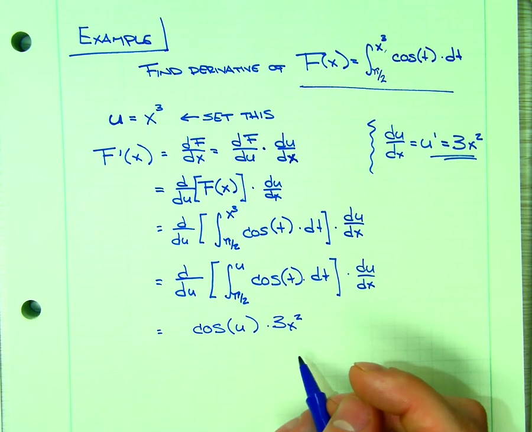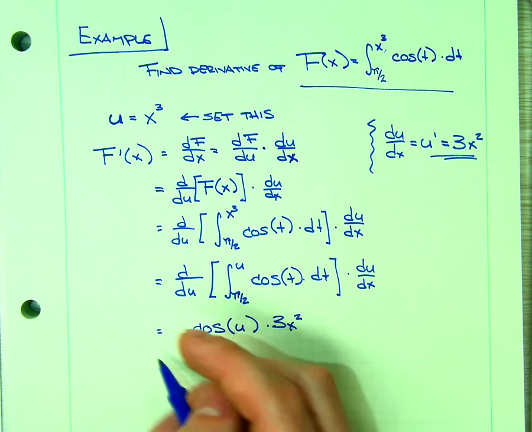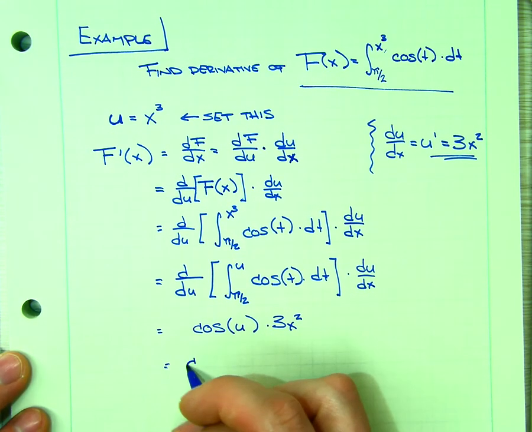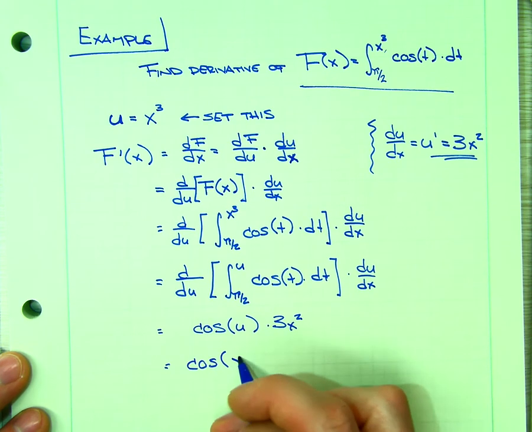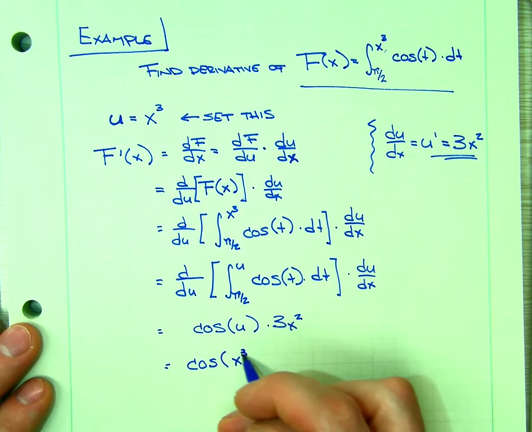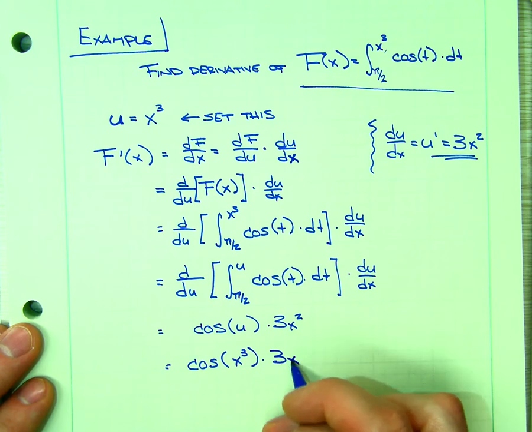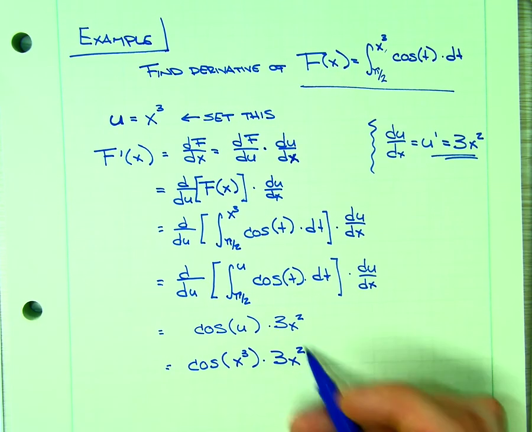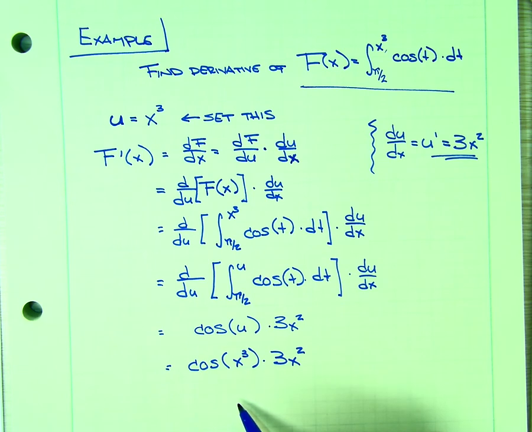Now, I'm not quite done yet, right? So I've still got this u I've got to worry about. But sure enough, I know what u is equal to. U is exactly equal to, not x squared, x cubed. So I've got the cosine of x cubed times 3x squared. And sure enough, that's exactly what my answer is going to be.